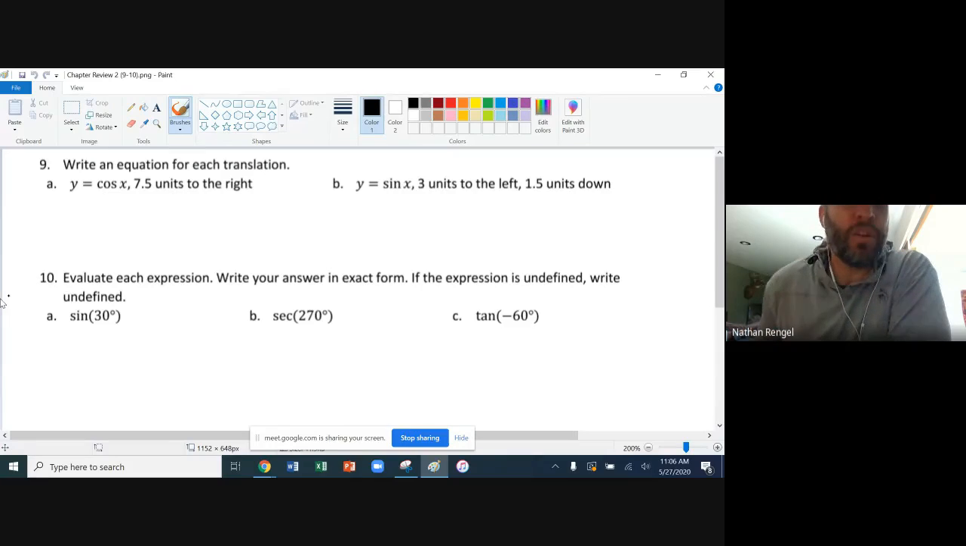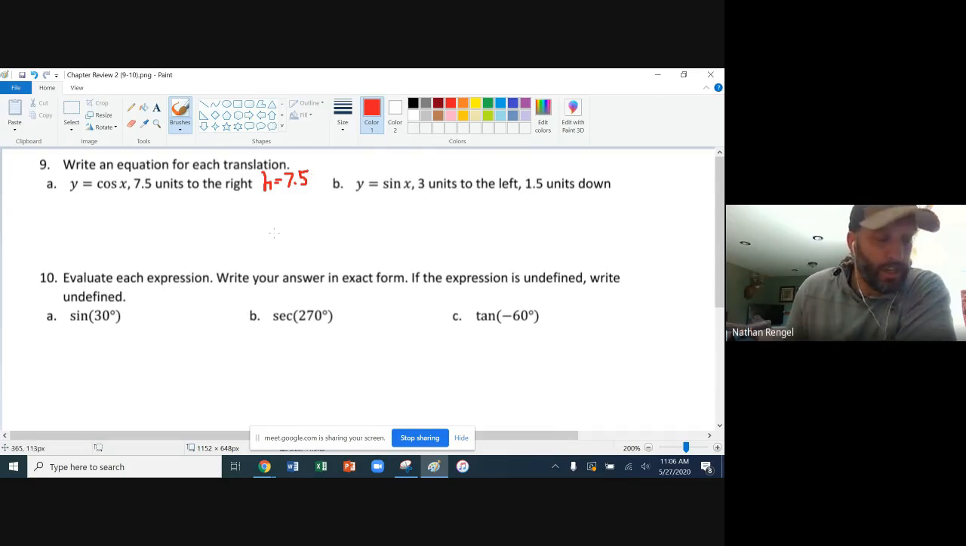And number 9, we're going to write an equation for each translation. So cosine x is our parent function, and then we are going to represent 7.5 units to the right, which is a phase shift. So we're going to use h is equal to 7.5. And write out our equation, y equals cosine. Since it's a phase shift, we're going to group it together with the x minus 7.5.